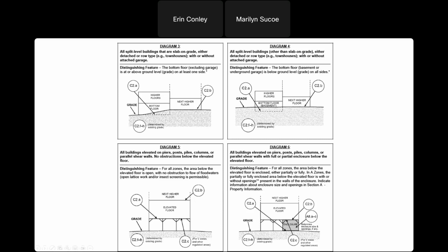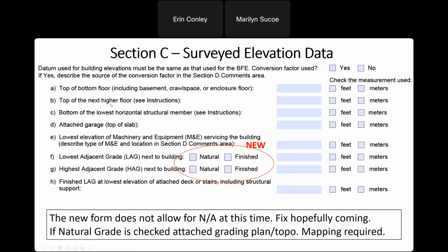So if we go back to here, C2C calls for lowest horizontal structural member. That's required for VE zones. So it's not going to be required for most of what is completed here in Illinois. We do now have some coastal zones in Lake and Cook counties. An attached garage, top of slab, is only going to be applicable if there's an attached garage.